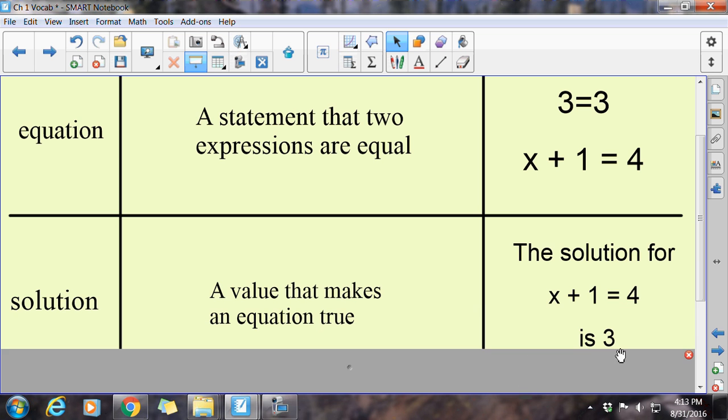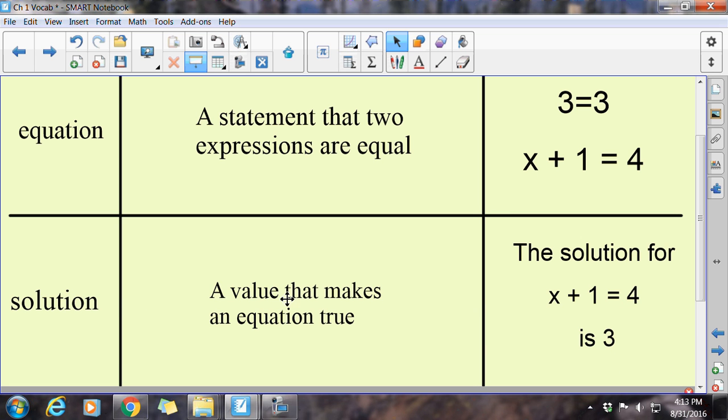Going on. Solution. Solution is a value that makes an equation true. So the solution for x plus 1 equals 4 is 3. This is the solution. The 3 is the solution. So 3 right here is the solution. All right, because if I take that 3 and I put it in here for x, 3 plus 1, I would get 4.